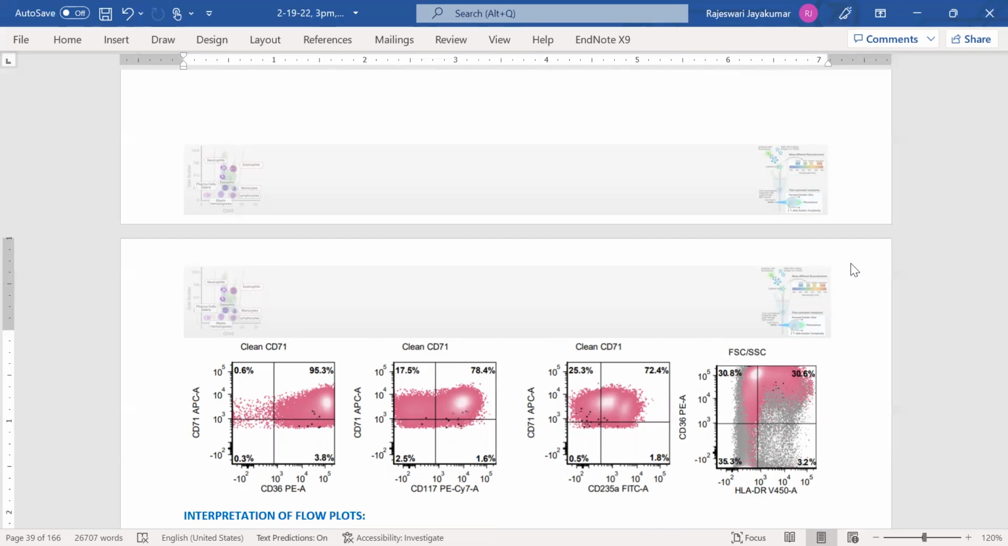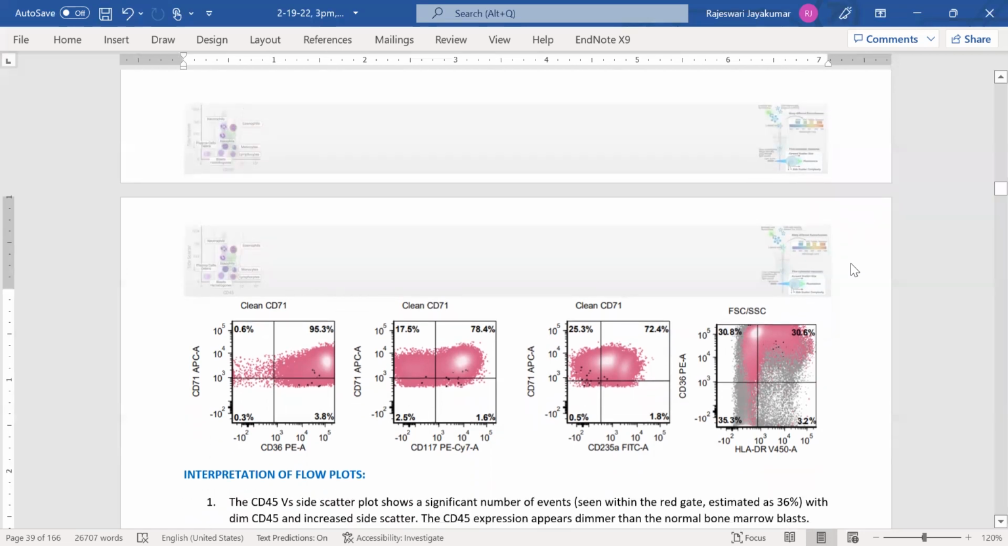So none of these are specific. It's just the constellation of expression of various markers that is going to help us here. And CD71, the intensity with which erythroblasts express this marker, you don't see that with any other cells. So that helps. So you see a really bright CD71 expression on erythroblasts. And CD235 or glycophorin and hemoglobin A, these are the specific markers for erythroid lineage.